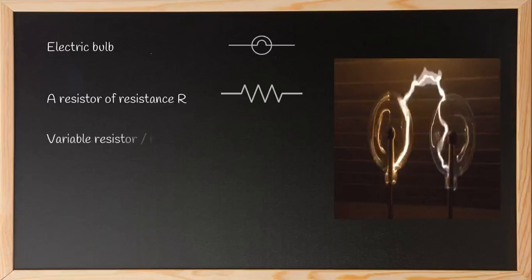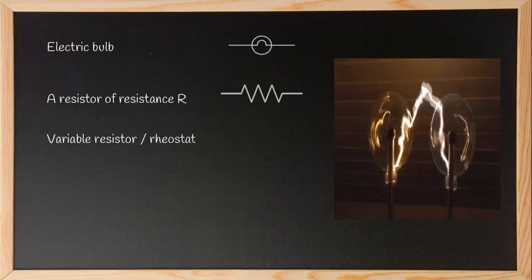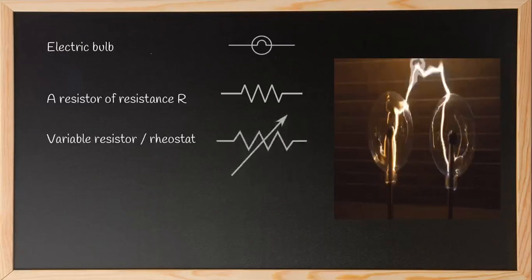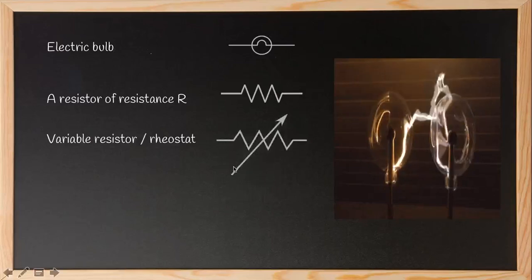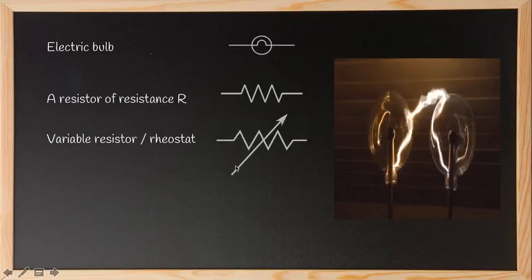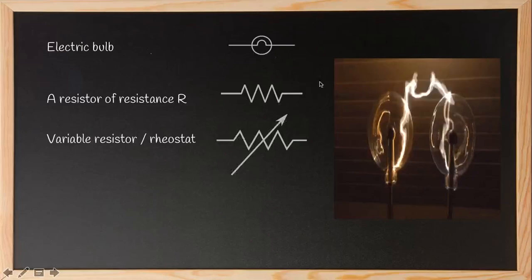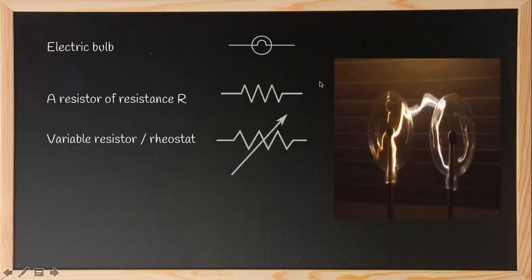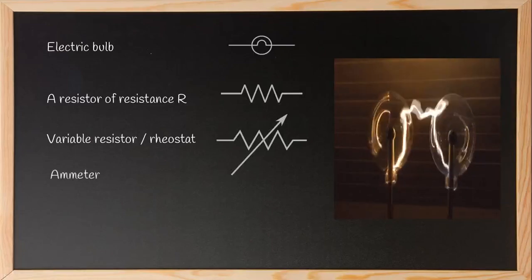Now we will see the variable resistor or rheostat. The resistance is not constant, it will be varying all throughout. If the resistance is varying, or if it's a variable resistor, we can also call it a rheostat. You represent it by the same zigzag line but with a cross arrow passing through that zigzag line.